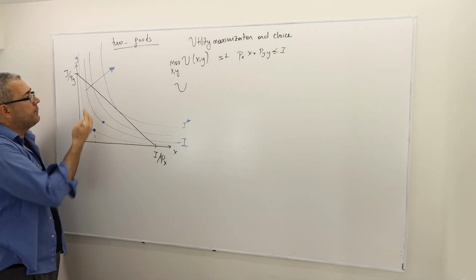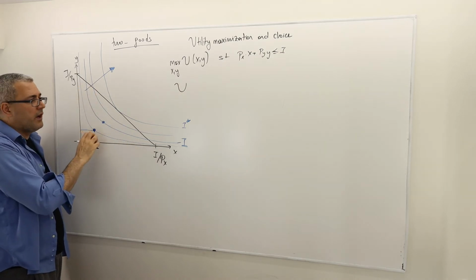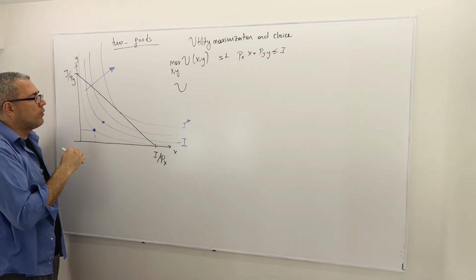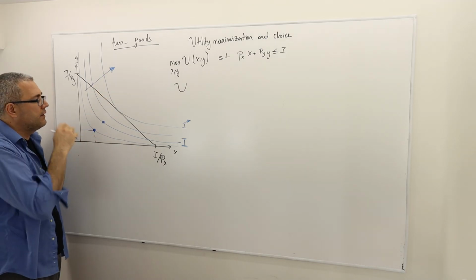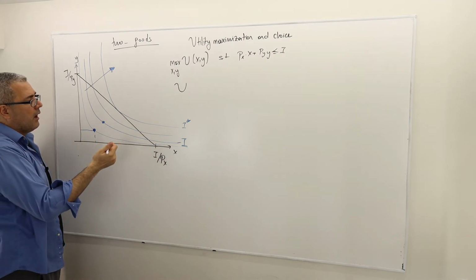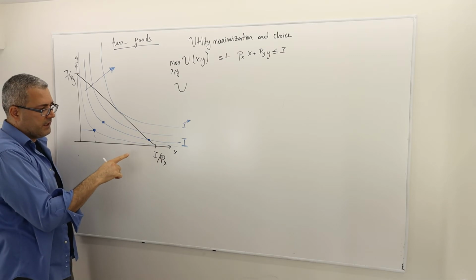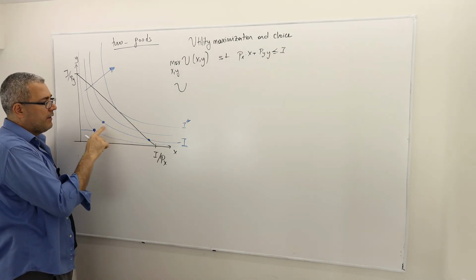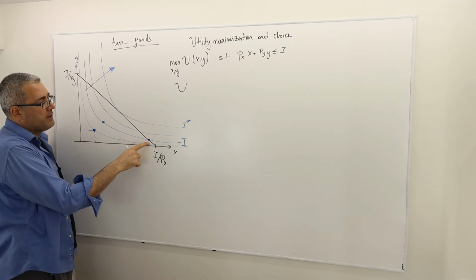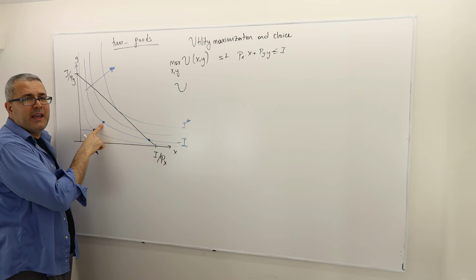Why is it affordable? Because it's in this triangle, remember? Everything in this triangle or on the boundaries is feasible for me. Outside of it is not feasible. But keep going this way, for example, this point. Interestingly, this point gives me exactly the same level of utility as the previous one, but it's more expensive because here I don't spend my entire money.